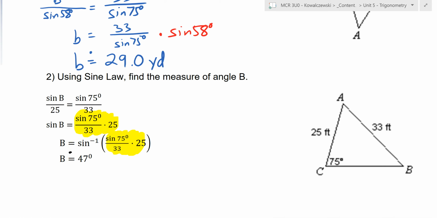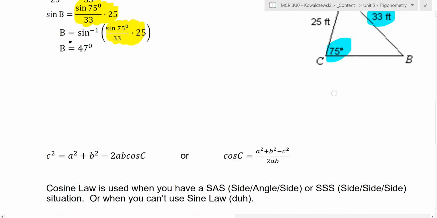So both of those examples were sine law questions because we had one angle measurement opposite one side measurement. That lets us use sine law. So in what cases do we use cosine law?